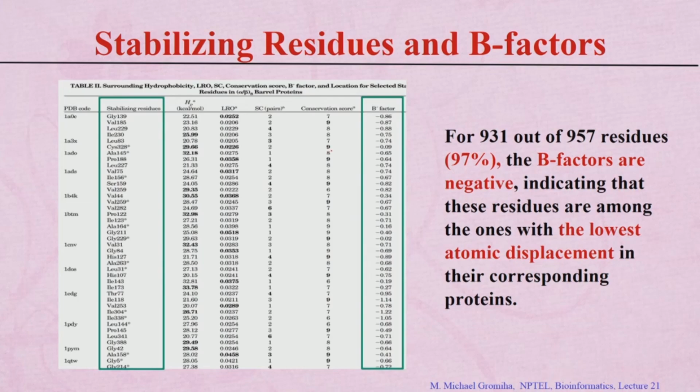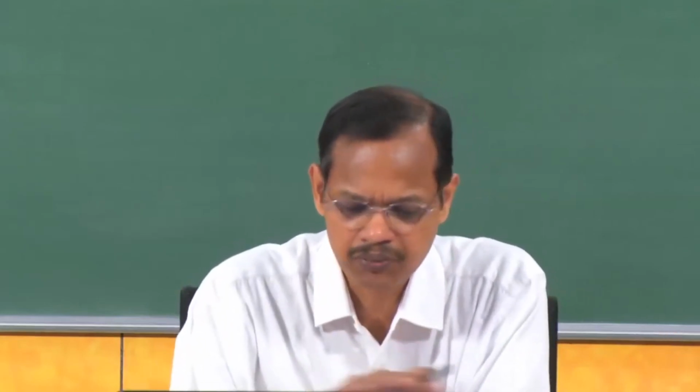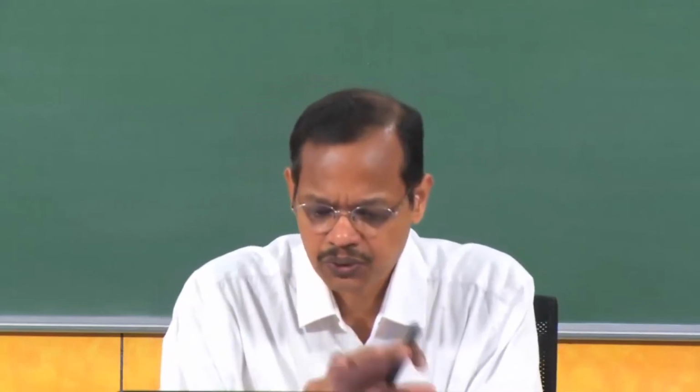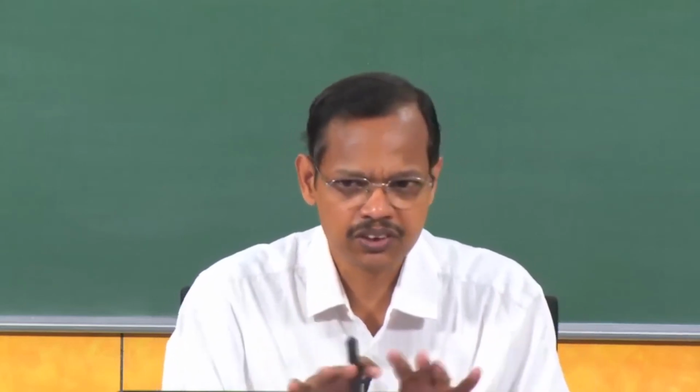And if you see the B factors, most of them, for example if it is 931 out of 957, this is 97%. Here you see the B factors are negative, indicating that they are among the residues having the lowest atomic displacement in the corresponding proteins. We can calculate the average B factor. So here you can see they have negative B factors, so they are important for the stability, and most of the residues, for example 97% of the residues, have negative values. So then we can see that, okay, these are also probably stabilizing residues in protein structures.